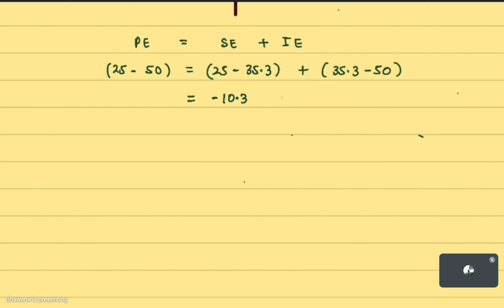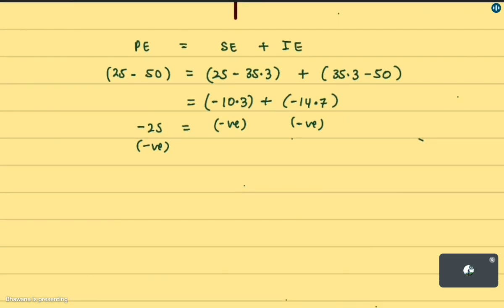Okay. And in this case, the negative sign is there, so you'll also get a negative: 35.3 minus 50, so you'll get minus 14.7. So the substitution effect is negative, the income effect is also negative, so your overall effect, which is equal to minus 25, is also negative. So this is the case of normal goods. Okay. So we have derived a numerical value for our price effect, and we have also decomposed it into the substitution effect and the income effect.